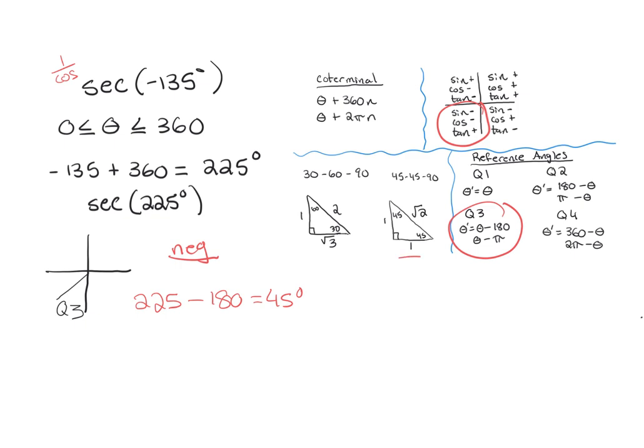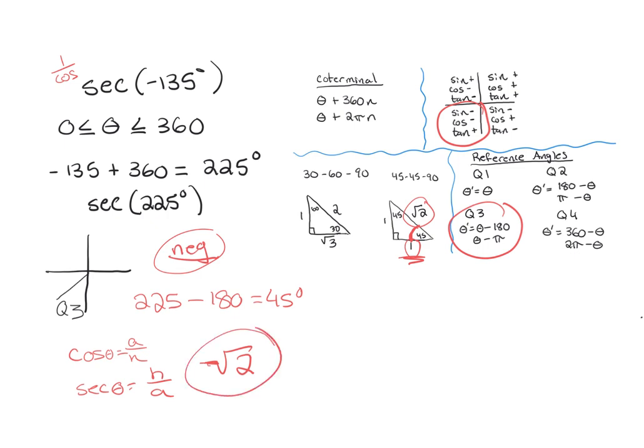So now on this special right triangle, if cosine is adjacent over hypotenuse, then secant is the reciprocal, hypotenuse over adjacent. So of 45 degrees, square root of 2 over 1 is square root of 2, and the answer is negative, so negative square root of 2.